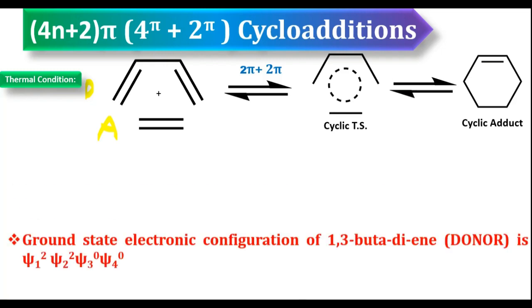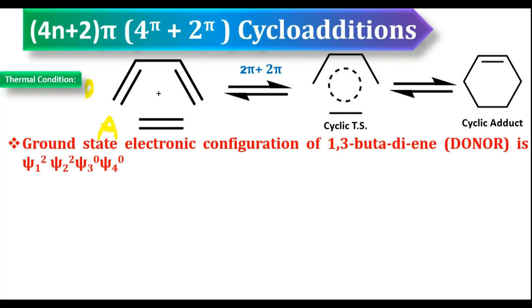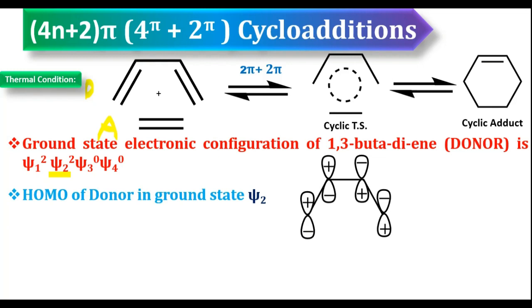Okay, so the ground state electronic configuration of the donor, 1,3 butadiene, is psi1^2, psi2^2, psi3^0, psi4^0. So what is the HOMO here? Obviously psi2. So the ground state HOMO of the donor is psi2. This is the molecular orbital. You can see in psi2 one node is present, and that node is present exactly in the middle of the orbital.